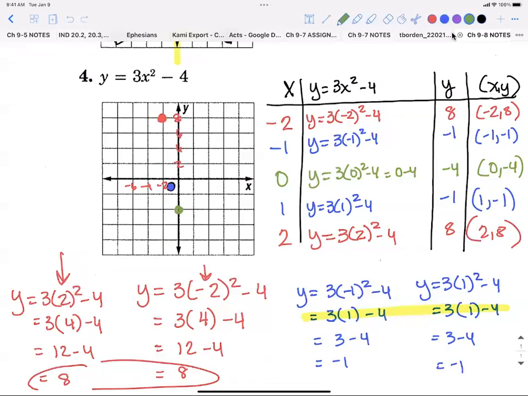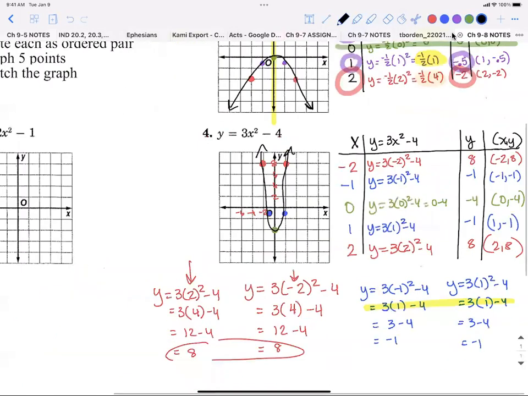If you're going to go by twos, I would label them because it'll help you not do what I just did. And then you're going to do 1, negative 1. So 1, negative 1 is right here. They should mirror each other. And then I'm going to do 2, 8, which is right here. And again, when I sketch my graph, which is your last point, you get a nice round U shape and it should mirror each other.